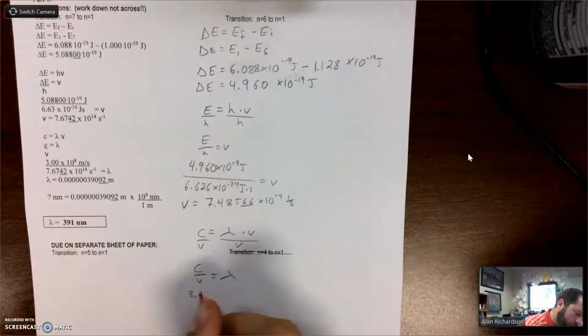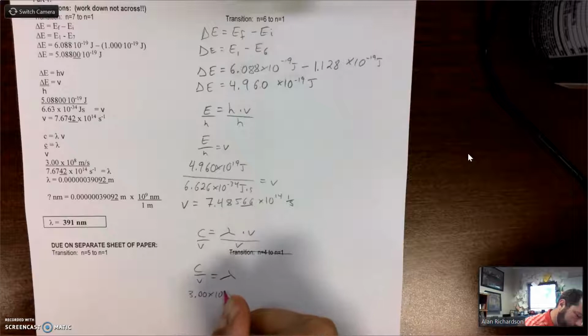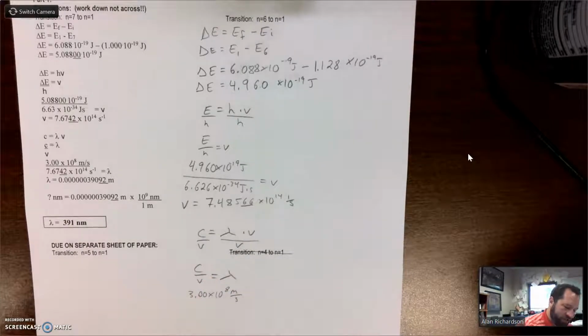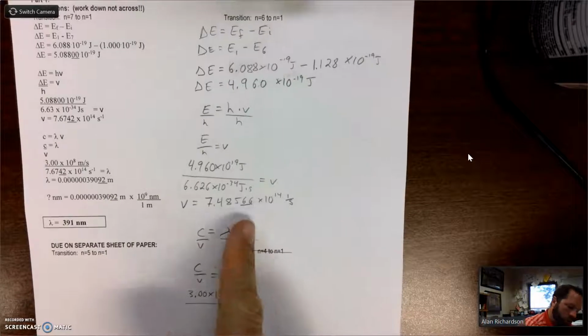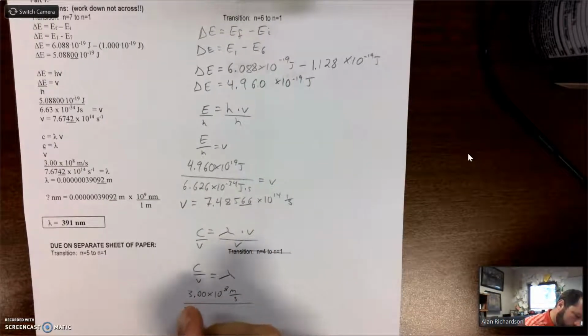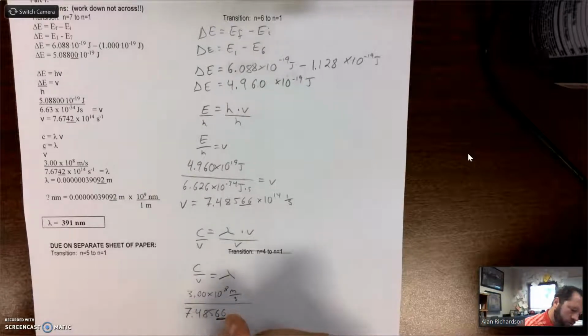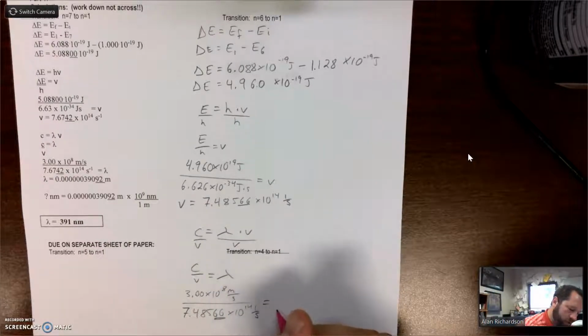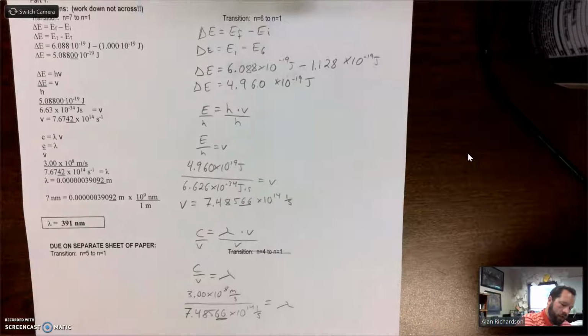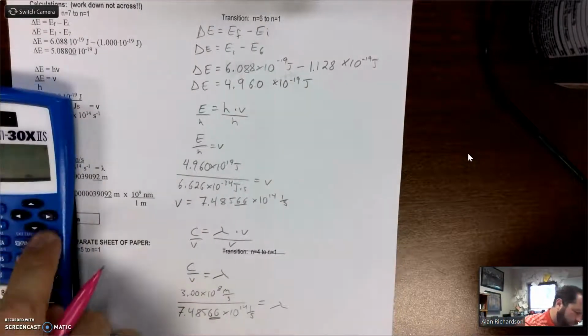Now I can plug in my variables. Again, c is the speed of light. It's a constant. It's always going to be 3.00 times 10 to the 8th meters per second. And nu, we solved for up above, 7.48566. I'm going to underline those 2 digits because they are not significant. Times 10 to the 14th per seconds. When I do that calculation, I will get lambda, wavelength.